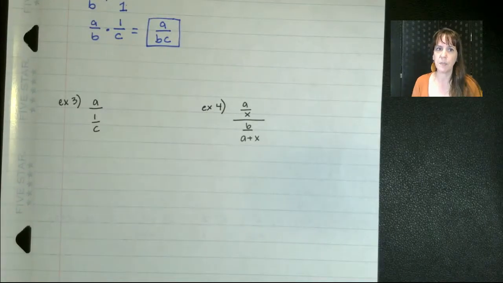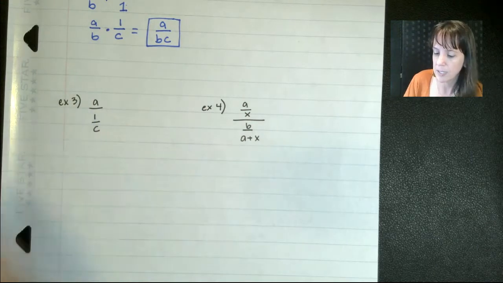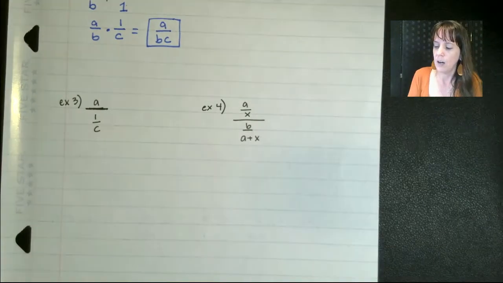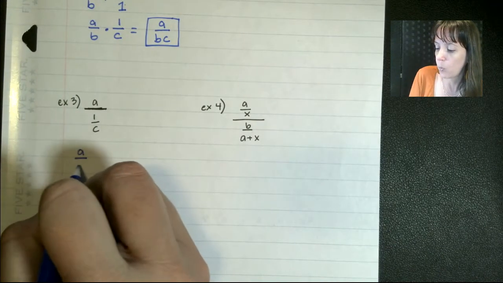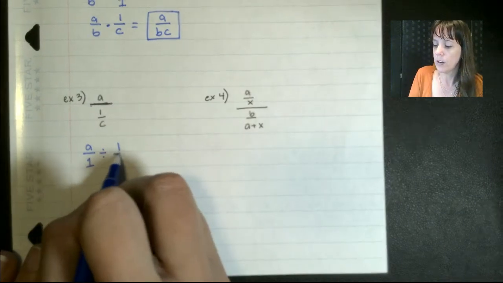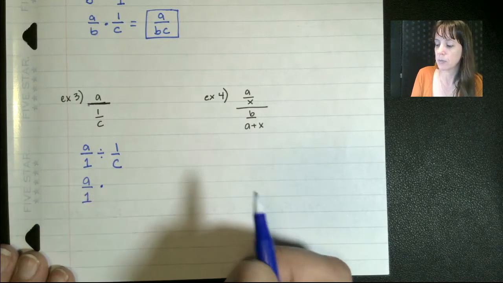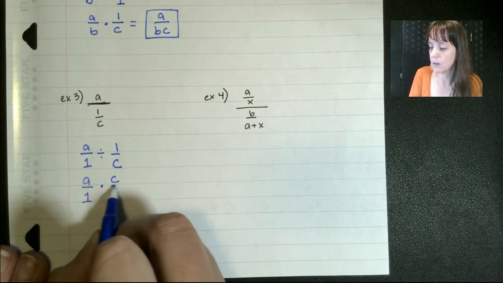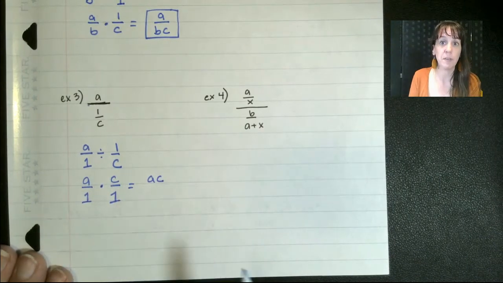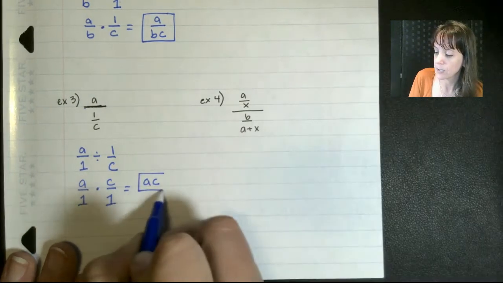All right, let's take a look at this one. Now, this one's a little different because you've got to be careful to make sure that you're selecting the big division bar. So in this case, and in fact, it might help, this is our big division bar. It's a little more clear in the book. So what we have is a over 1, because remember, I can make anything into a fraction by putting it over 1, divided by 1 over c. Now, we never divide fractions. What we do instead is multiply by the reciprocal, and 1 over c would be c over 1. So if I were to multiply straight across the top, I would get AC, and straight across the bottom would just give me 1. And anything over 1 is just itself. So in this case, our answer is AC.